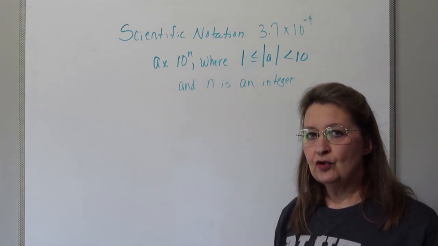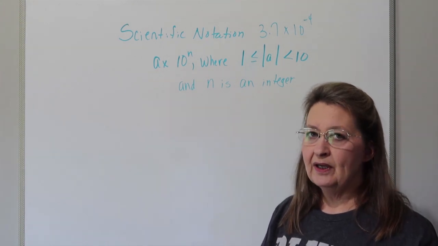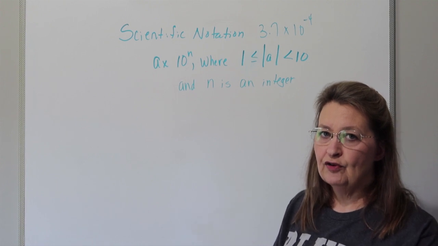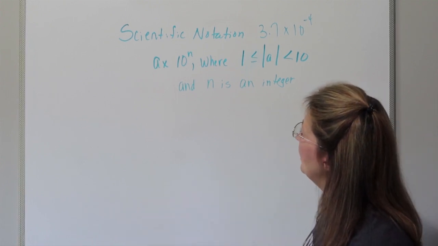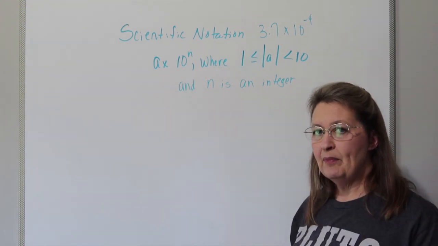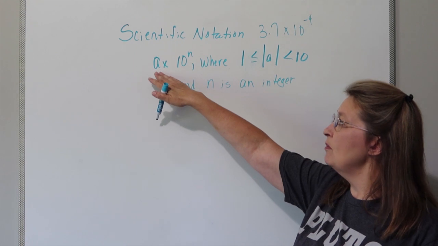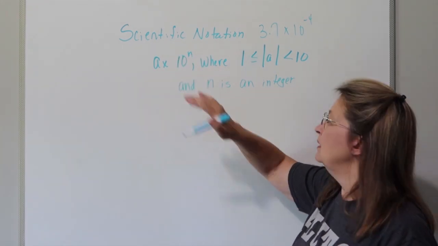It's a way for us to write really big numbers in a more condensed format, because when you're copying things over and over and over, you can lose numbers if there's a big string of them. So anyway, there are some criteria about scientific notation. It takes the format of some number times 10 to an exponent.